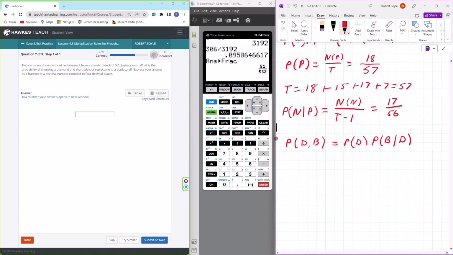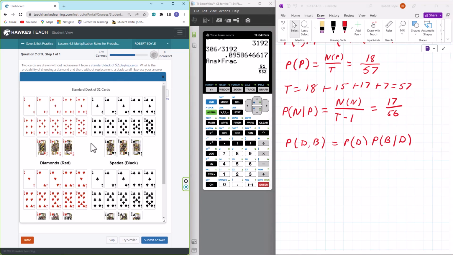Now if you're confused about this, it's always good to click on here and take a look at our deck of cards. We always have 52 cards, so T will be 52. So the probability of choosing a diamond is going to be equal to the number of diamonds that we have divided by T, which is 52. Notice that we have 13 diamonds, so this is going to be equal to 13/52, which of course is 1/4.